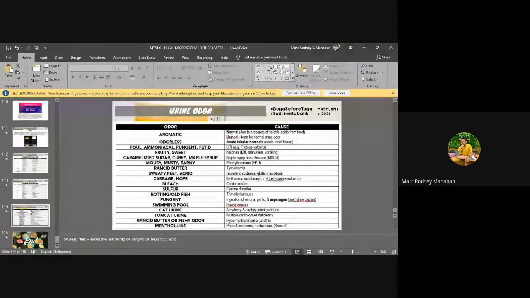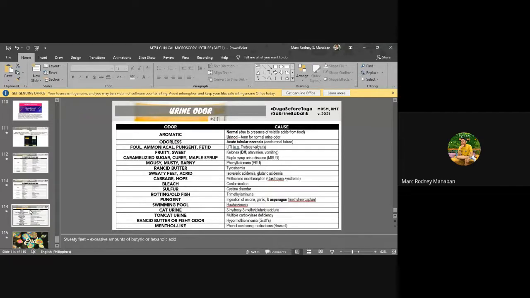Now odorless urine is also abnormal. You shouldn't be thankful if your urine doesn't smell, because that could indicate acute tubular necrosis in patients with acute renal failure. This is from Henry's. So it is mentioned here that in patients with acute renal failure, odorless urine means acute tubular necrosis. Take note of that. If the question is odorless urine, it is seen in patients with acute tubular necrosis.